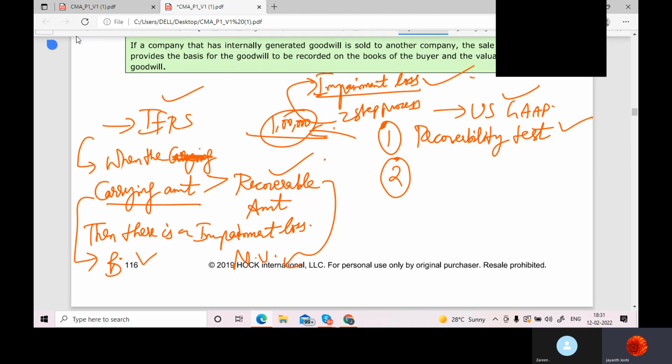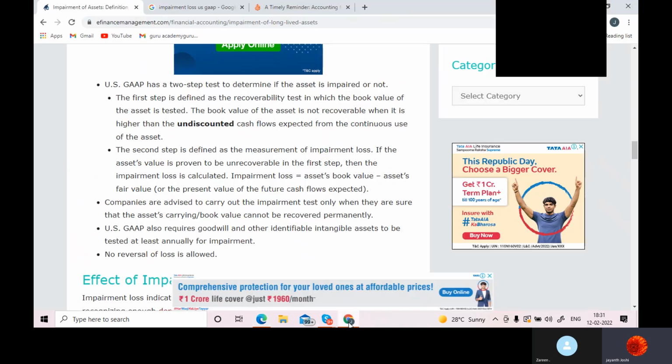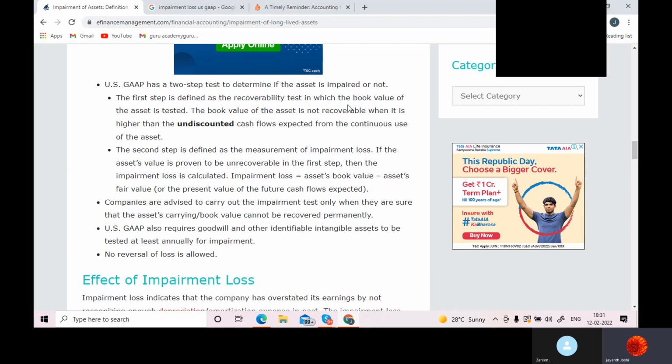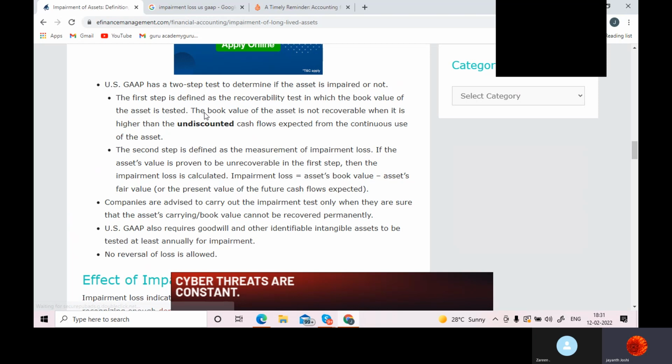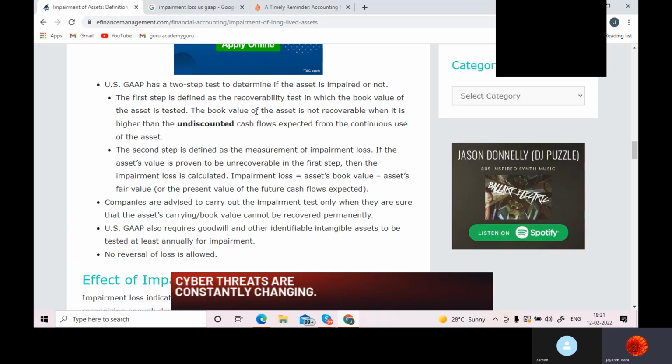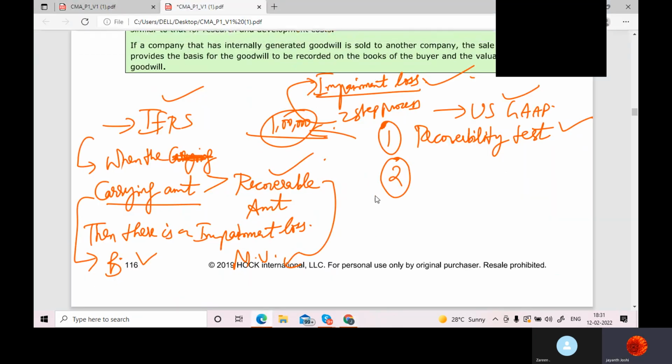Okay, let's discuss this on the screen. Just listen here. The first test is defined as recoverability test, in which the book value of the asset is tested. The book value of the asset is not recoverable when it is higher than the undiscounted cash flows expected from continuous use of the asset. As I said, 1 lakh is what you have invested in machinery.